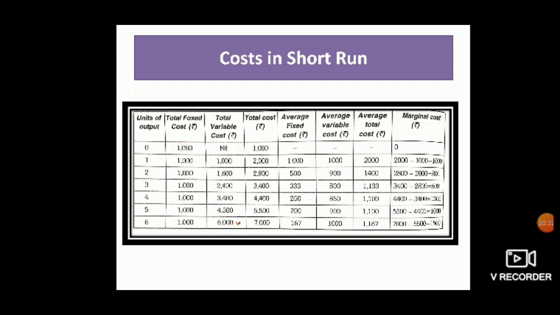Then average fixed cost and average variable cost. Average fixed cost is equal to total fixed cost upon the number of units produced, and AVC is equal to TVC upon Q, and ATC is equal to AFC plus AVC. So this is the structure of total cost in the short run.